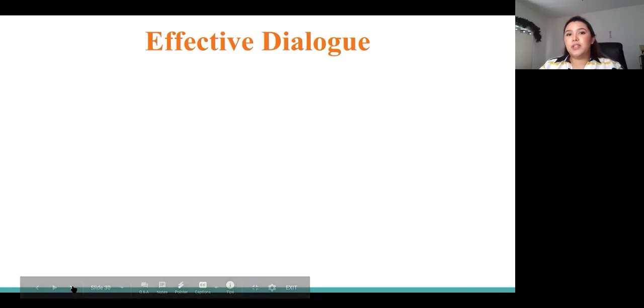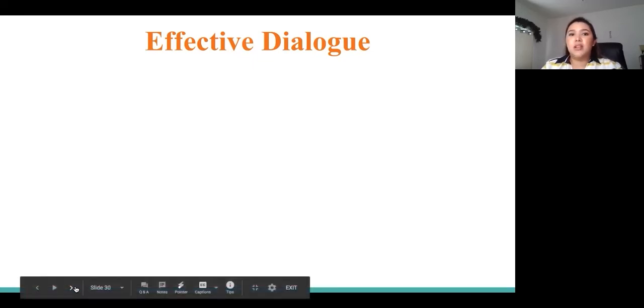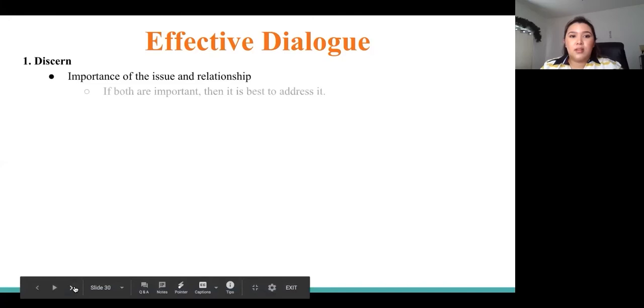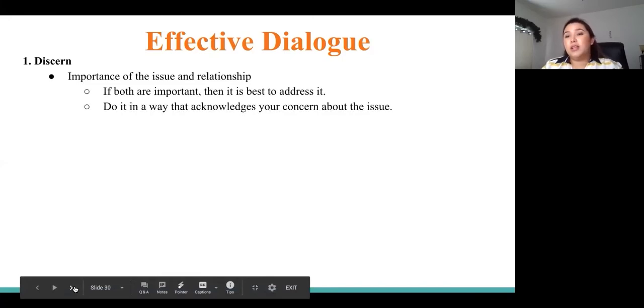And so when choosing how to go about the situation, it's important to discern. Things to think about are how important the issue and the subject of the microaggression was, and your relationship to that person. If both of those things are important, then it would be best to address it and do it in a way that acknowledges your concern about the issue.